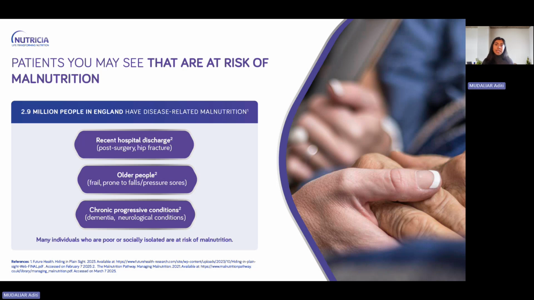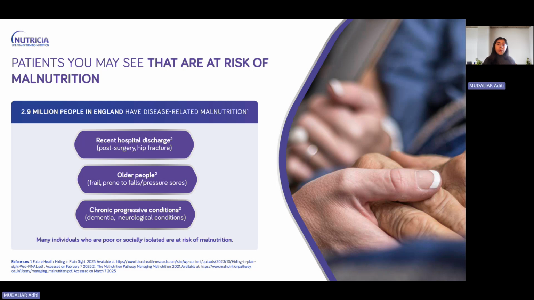It's important here to consider those mechanisms in the previous slide in the wider context. So consider social malnutrition. This is caused by factors like physical or mental isolation or financial hardship. This can coexist with disease-related malnutrition. For example, your patient may have increased requirements as a result of their condition, but the added layer of social isolation can fuel that malnutrition further.